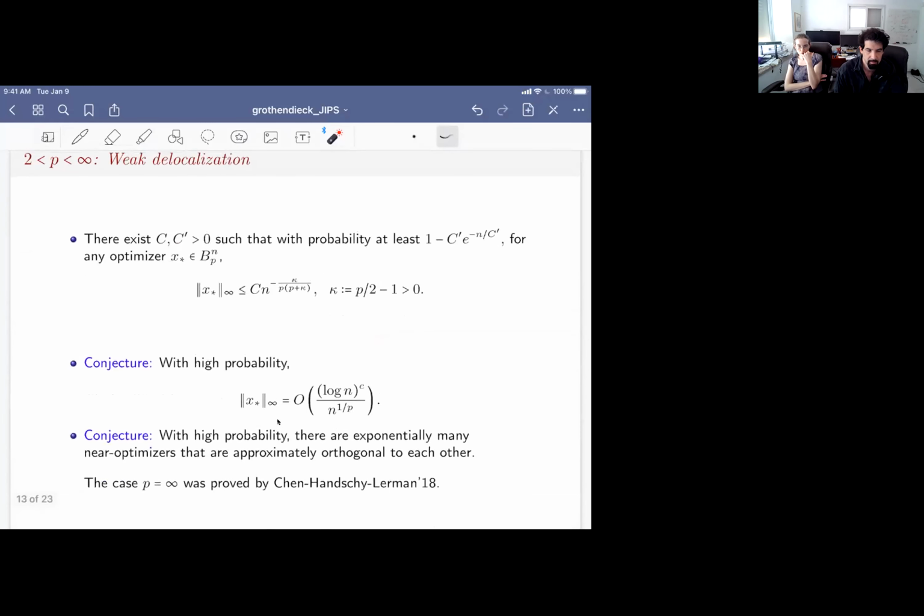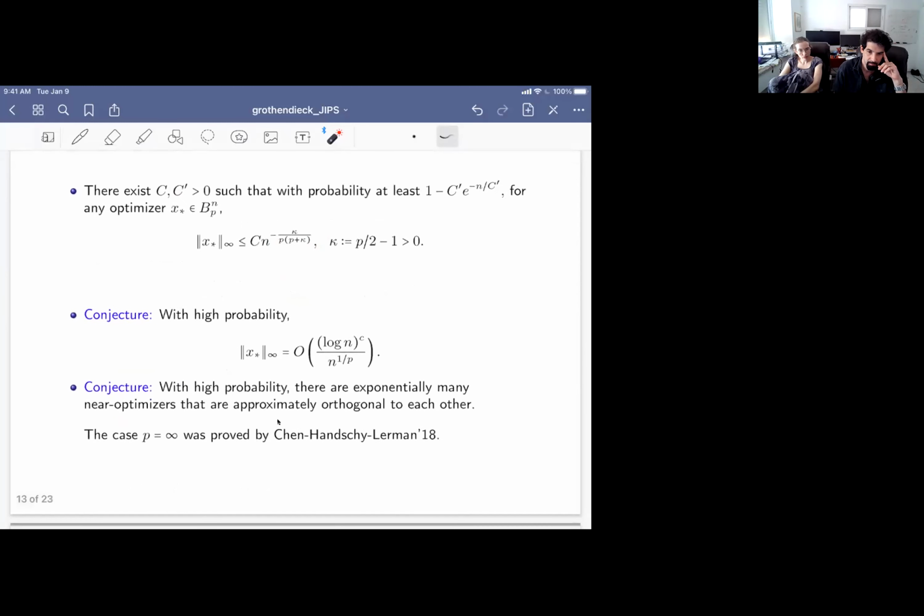So what about the optimizers? We can prove the following partial result for the optimizer. If x star is the maximizer of our LP Gaussian problem for p bigger than 2, and the LP norm of x star is 1, then we can show that the L infinity norm of x star decays like n to some small negative power. What we get here is not optimal. We believe that the optimizer is fully delocalized, so that up to some polylog n correction, the L infinity norm should look like 1 over n to the power 1 over p.